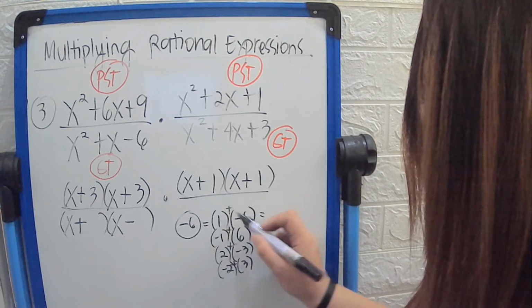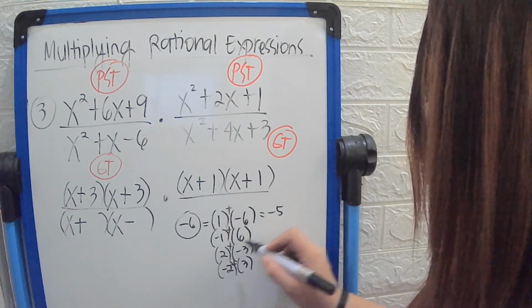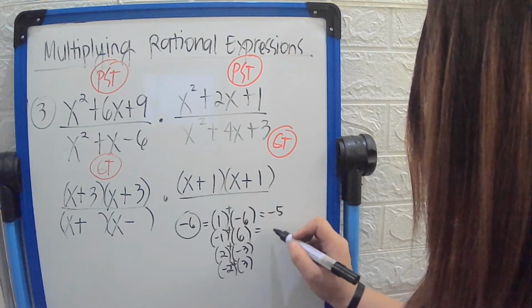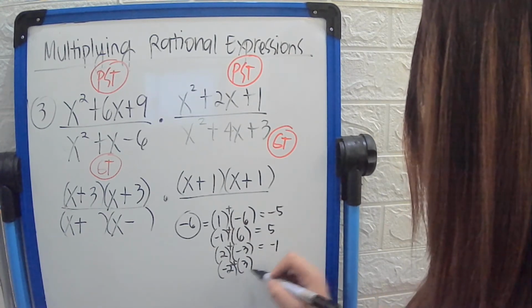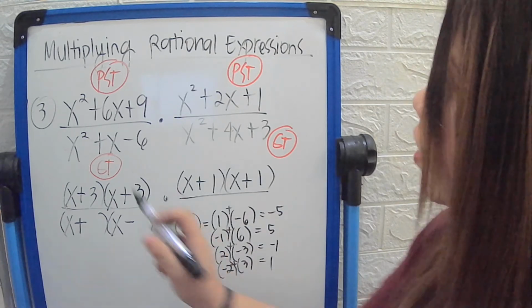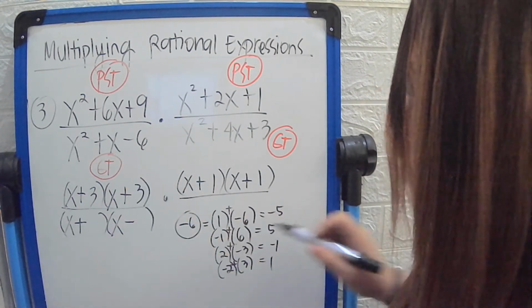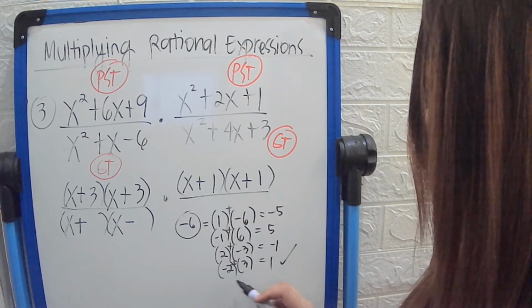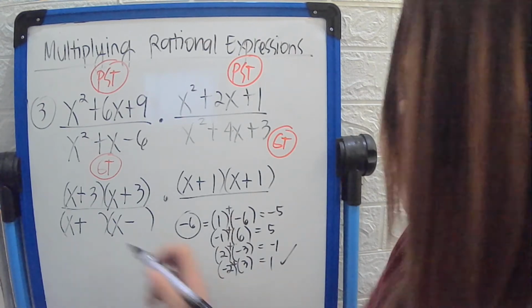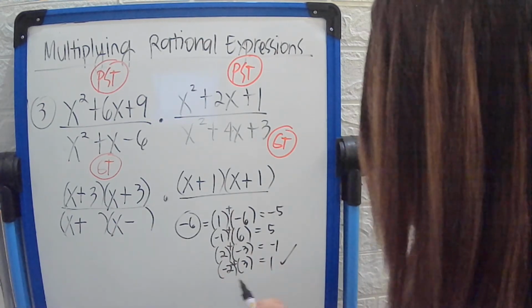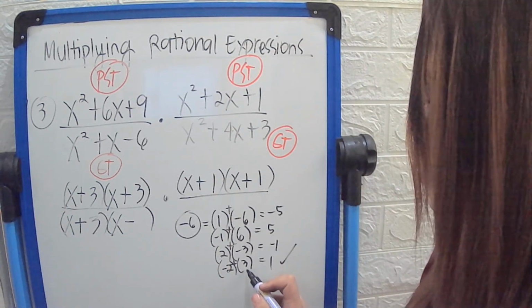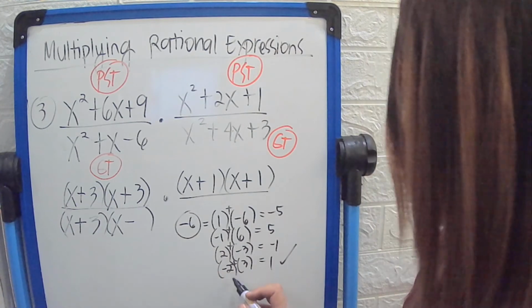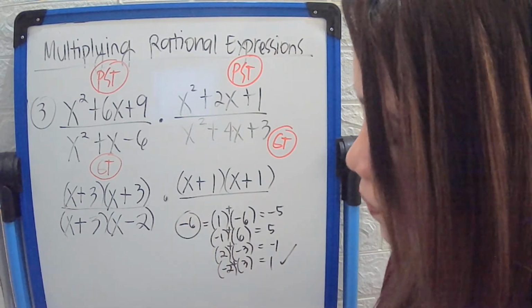So let's add these. We have negative 5. We have positive 5. We have negative 1. We have positive 1. Our target is to have a positive 1. So we have here minus 2 and plus 3. Since this is plus, I consider 3 here because your 3 here is positive. Then since this is minus, I put 2 here.